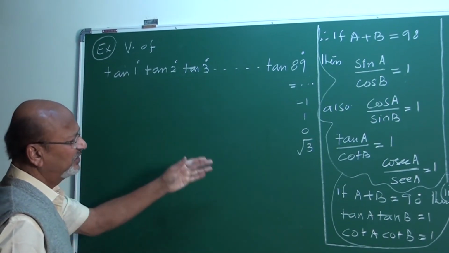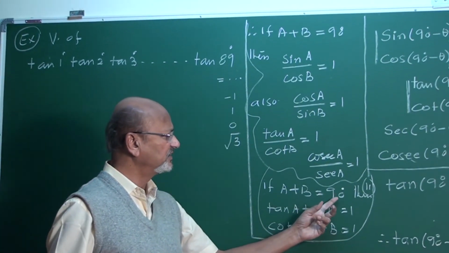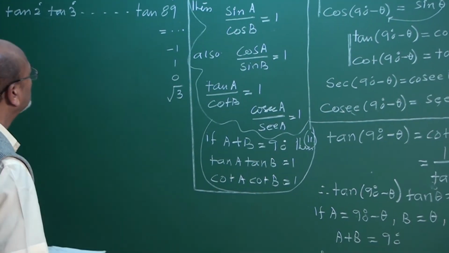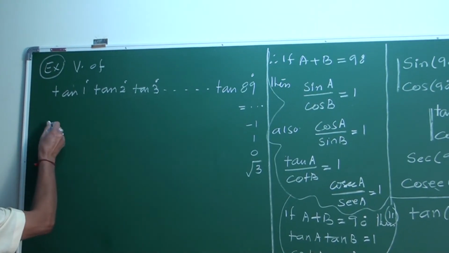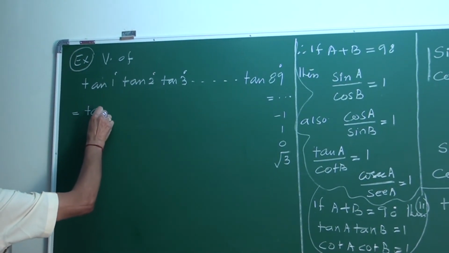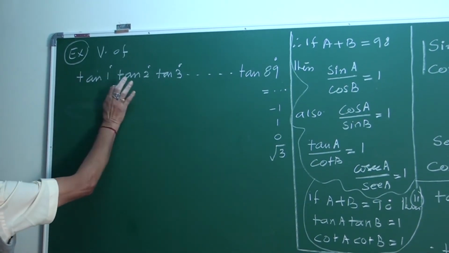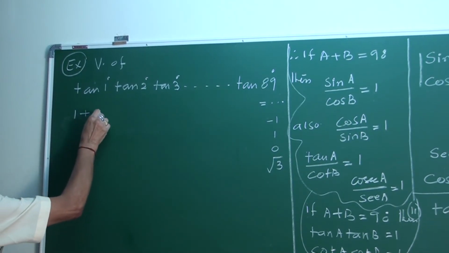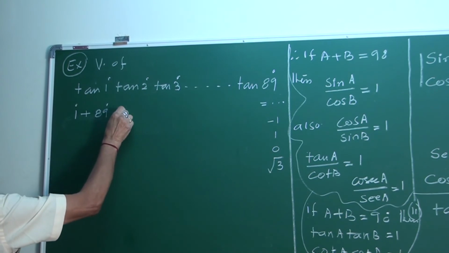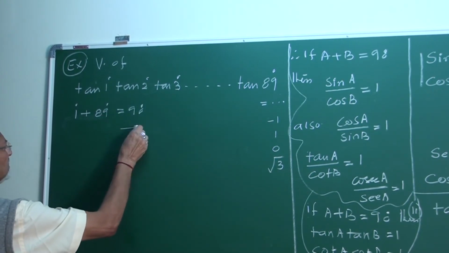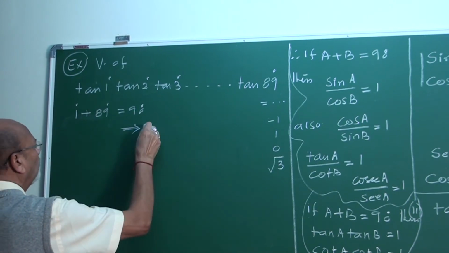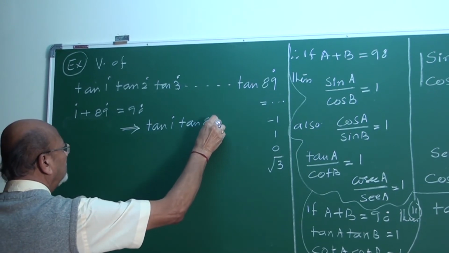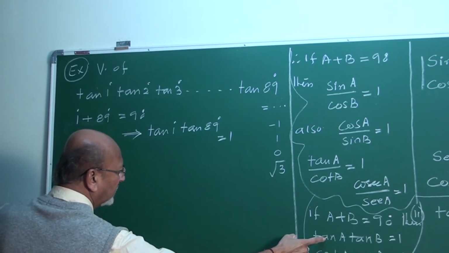My friend, what did I tell here? If A plus B is 90 degrees, then the product tan A into tan B is 1, otherwise cot A into cot B is 1. See, my friend, you can group it. I explain in detail first. We know 1 plus 89 degrees is 90 degrees. So it tells you what? Tan of 1 degree into tan of 89 degrees, by this result, my friends, is 1.